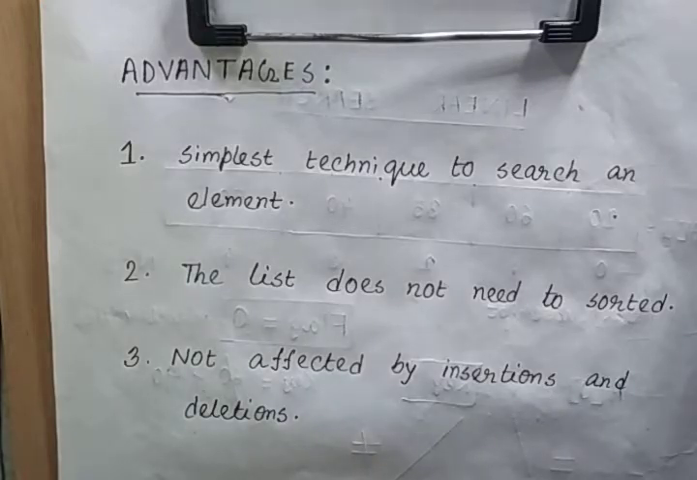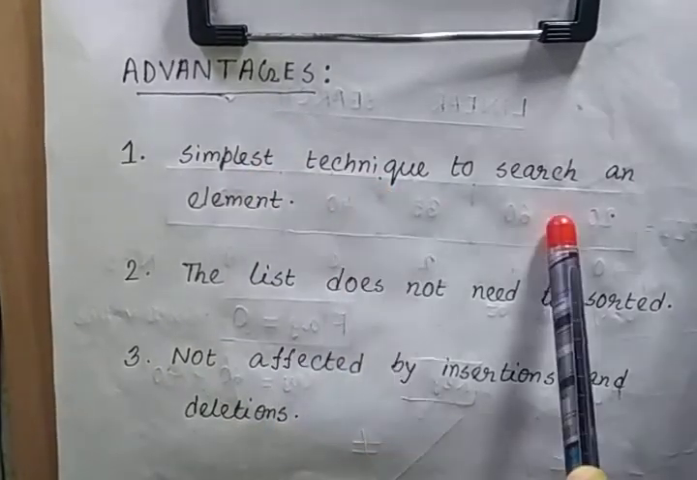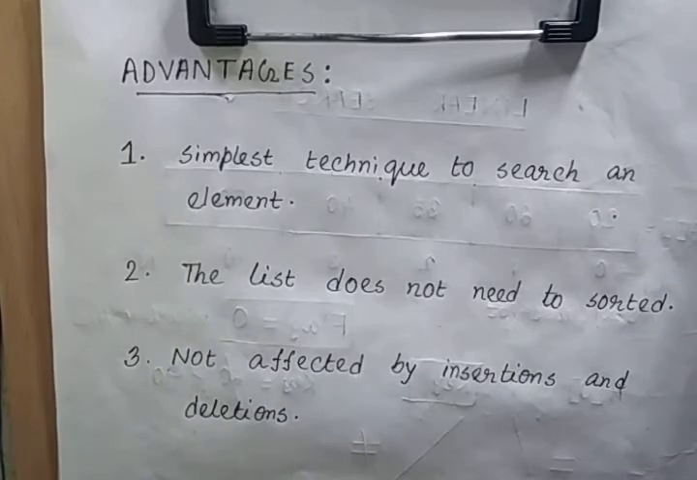Now the case is that you have to compare the key element with the first position of the array. If it is found, then very good. If it is not found, then the key will be compared with the next position of the array. If it is found, then also it's good. If it is not found, then the key element will be compared with the next position of the array. So this way the process will continue, right? That's why I'm telling you it is the simplest technique to search an element, right?